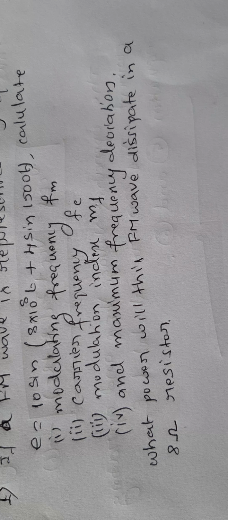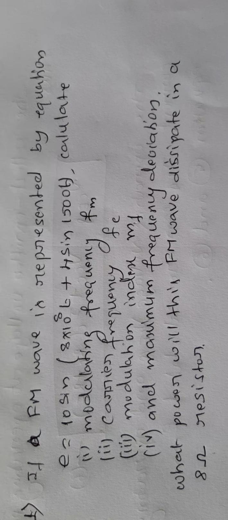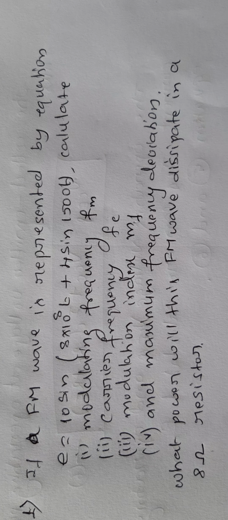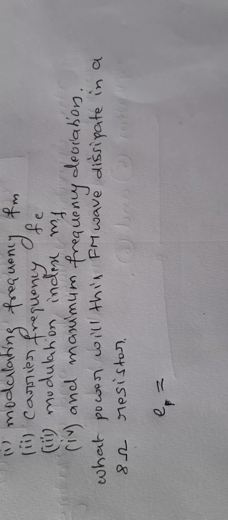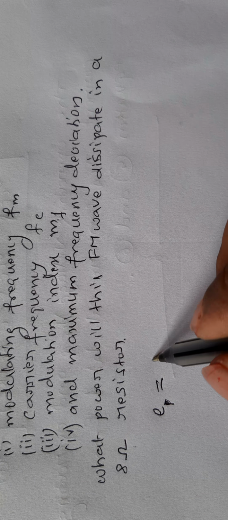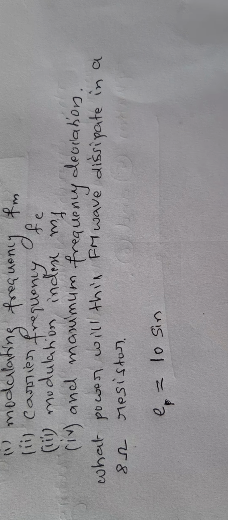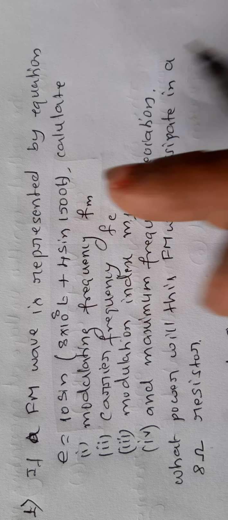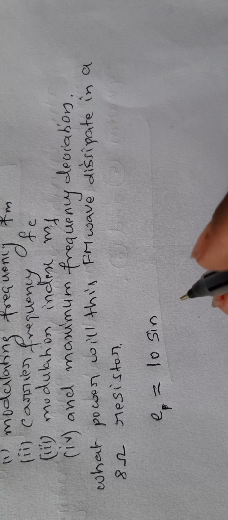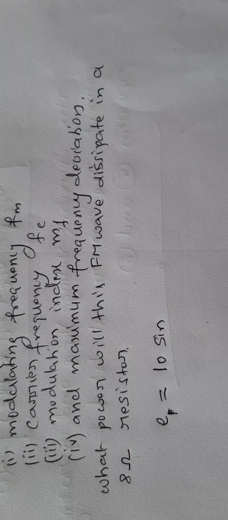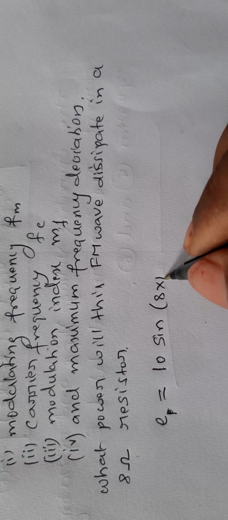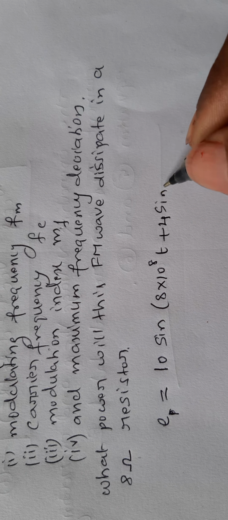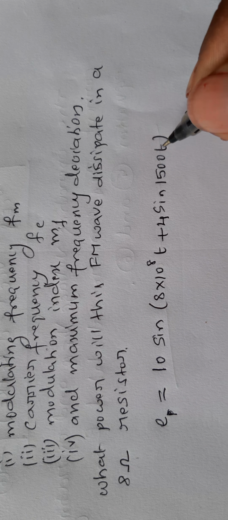First, write the given equation. The given equation for the instantaneous voltage is E equals 10 sine of this. Therefore, E is equal to 10 sine within brackets 8 into 10 power 8 t plus 4 sine of 1500 t. It is given.